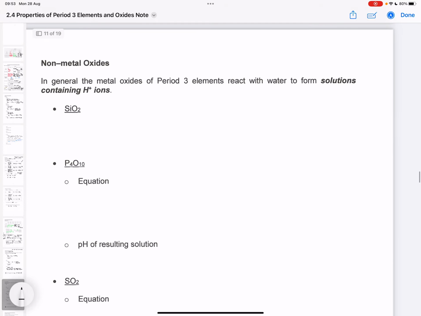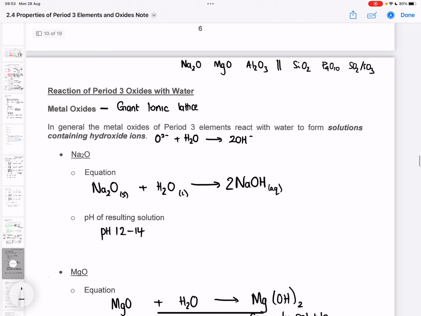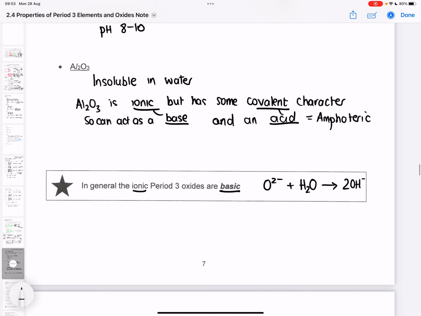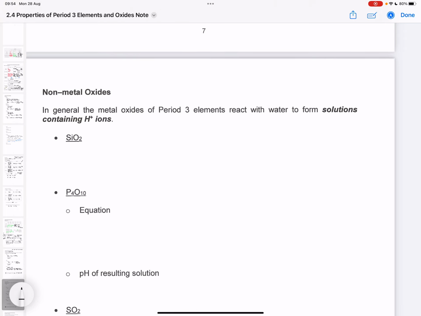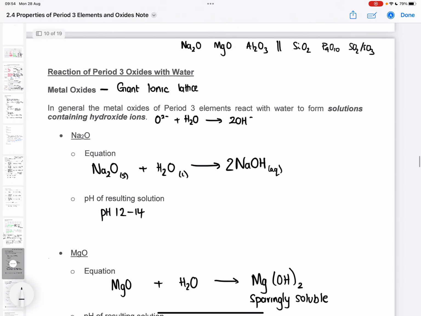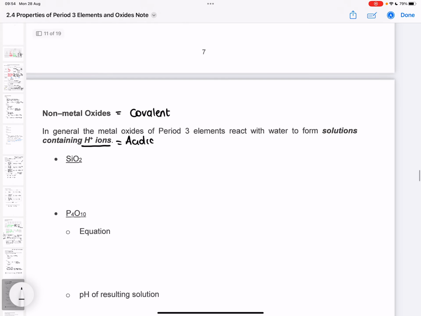And then we've got our non-metal oxides. If we go back up to the top, we can see that's SiO2, P4O10, and the two sulfur oxides, sulfur dioxide and sulfur trioxide. In general, they form solutions containing H+ ions, so they're acidic. Let's put what we put before: they are covalent structures, and the covalent ones are acidic. So there are these clue words in questions. The ionic ones are bases, and the covalent ones are acids.